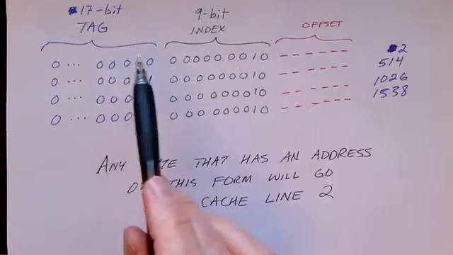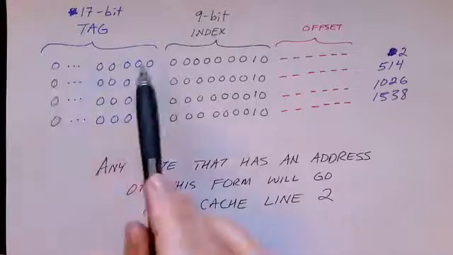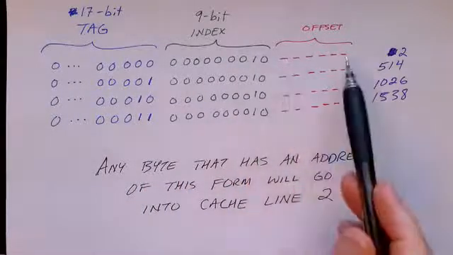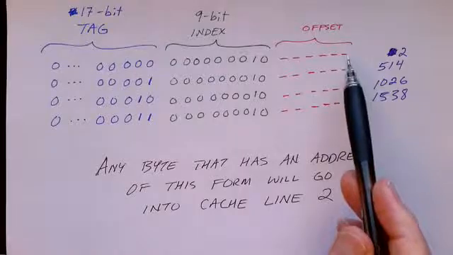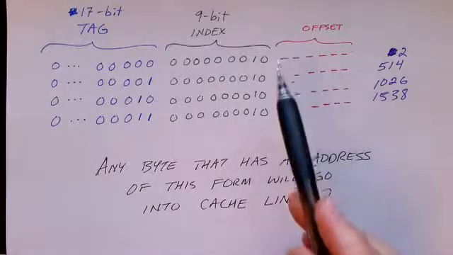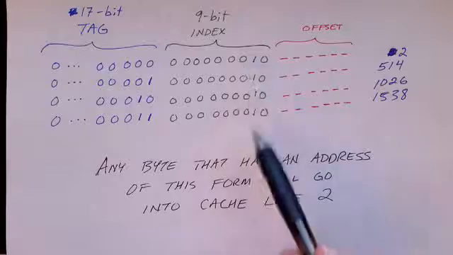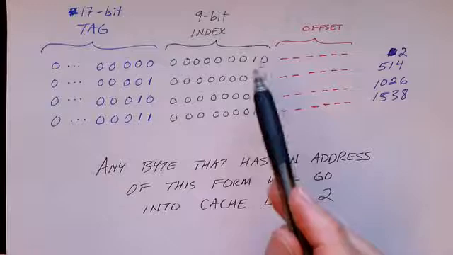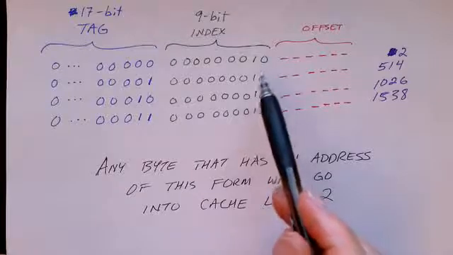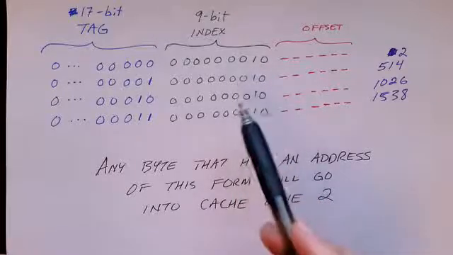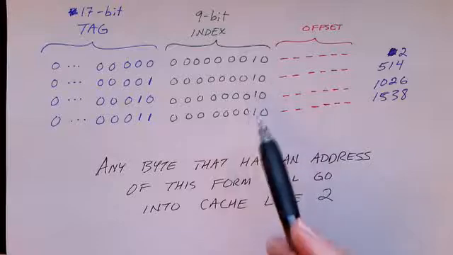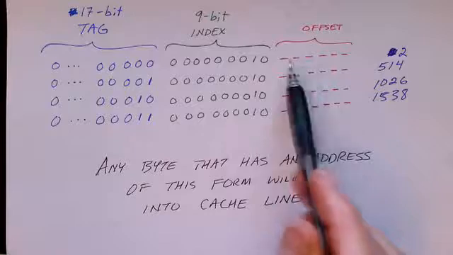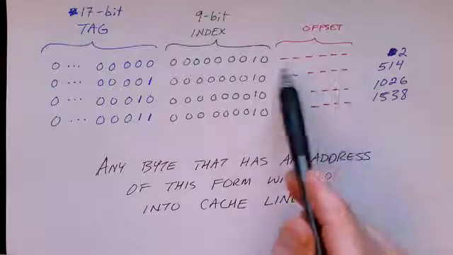The 32-bit address is broken up into 17 bits of the tag, 9 bits of the index, and then 6 bits to select the byte within the block. And in all these addresses here, the index is 2. Binary 10 is equal to 2. So all of these addresses will map into line 2 of the cache. We don't really care what the offset bits are, because those are whatever they are.